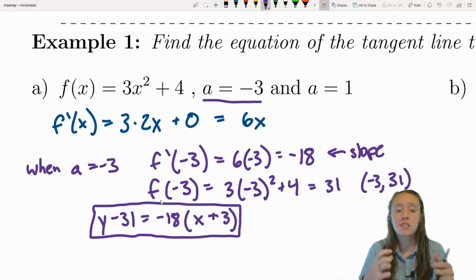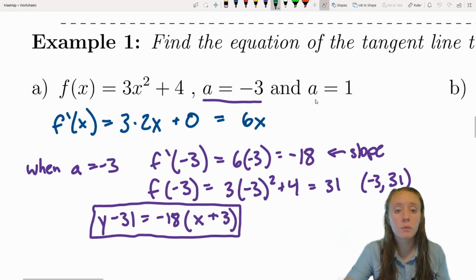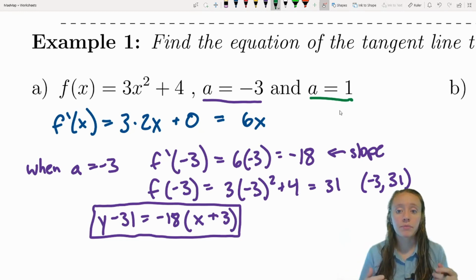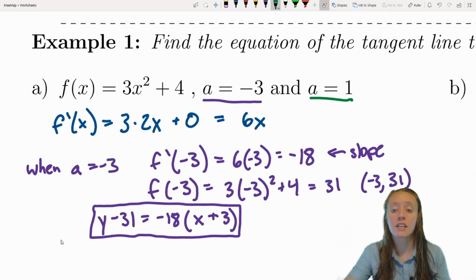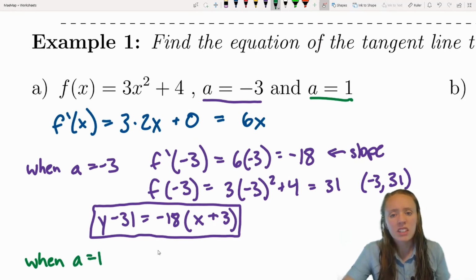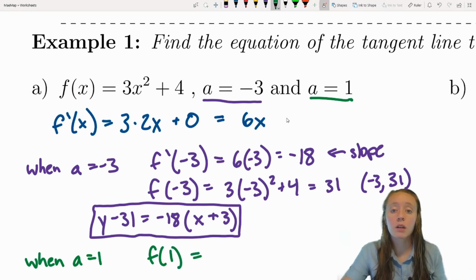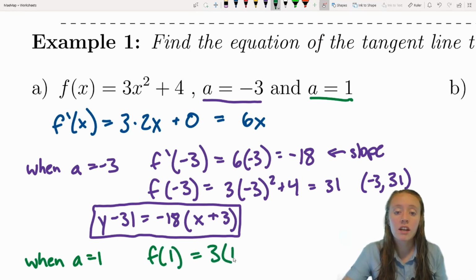Now we're going to go through those same exact steps, except we're going to do it when a equals +1. I already found my derivative, or my equation for my slope, so I don't need to go through that process again. I'll just find the point associated when x equals 1, and the derivative associated with when x equals 1. So when I have an a value equal to 1, let's start with our function value to get the point first. f of 1, plugging 1 into my function, that's going to be 3 times 1 squared plus 4. 3 times 1 squared is 3, plus 4 gives me 7.